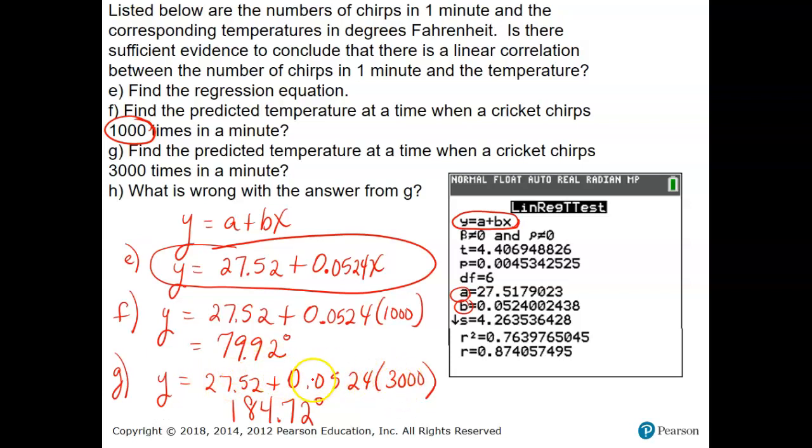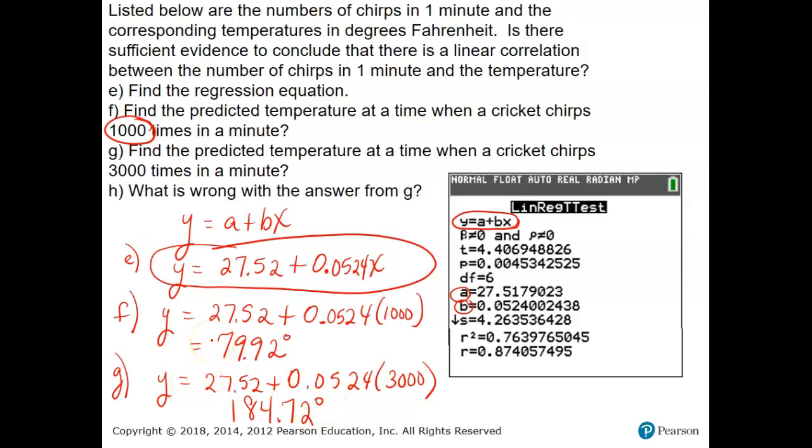So looking at this, it really doesn't make sense because if a cricket is chirping 3,000 times in a minute, then he's predicting based on our model that it's 185 degrees outside. So there's a lot wrong with that because probably the cricket's going to be dead if it's 185 degrees outside. So he's probably not going to be chirping 3,000 times in a minute.